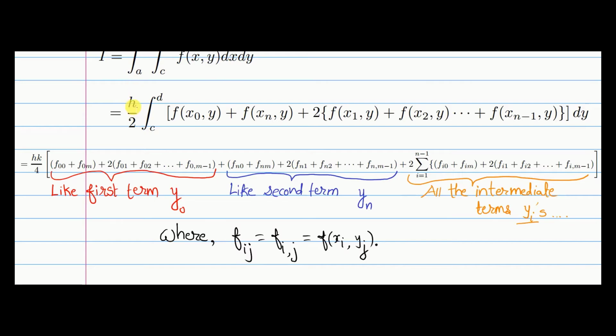If you have applied your trapezoidal formula for interval a to b, it will look like this: h by 2. This integral will be as it is, c to d, but the change will be reflected in the xi's. So here f(x0,y) plus f(xn,y) plus twice f(x1,y), f(x2,y) up to f(xn-1,y), the summation of all these x1 to xn-1 entities. You can just recall that this is the basic trapezoidal rule with y fixed.